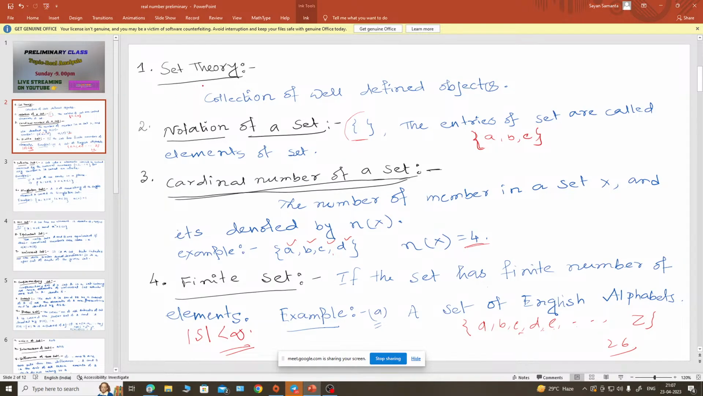First is set theory. What is set? Set is a collection of well-defined objects. Next, notation of a set. Basically, we notate a set with curly brackets, and the entries of a set are elements. Cardinal number of a set: the number of members in a set X is denoted by n of X. So if we consider A, B, C, D as elements, here 1, 2, 3, 4, that is n of X equals 4. Finite set: if the set has a finite number of elements, then it's called a finite set.